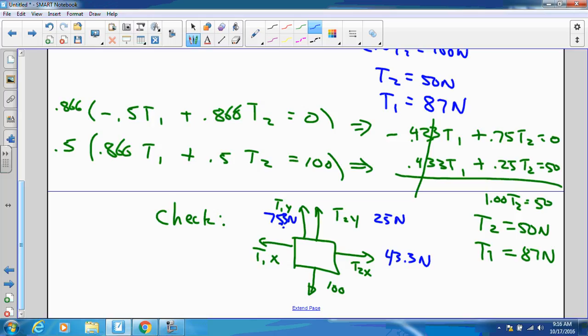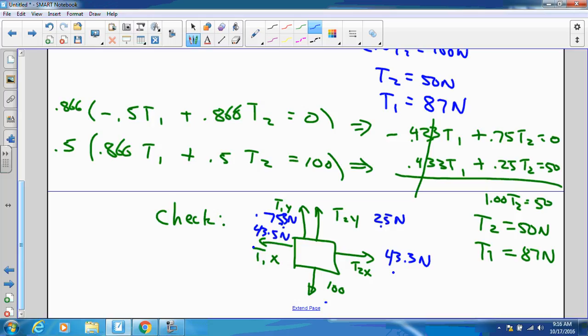I'm sorry, the cosine of 60, right? We hope it's that, which is 43.5. Close enough. Right, exactly, close enough. So that I can now visually verify that 25 plus 75 cancels 100, and 43.5 and 43.3 cancel each other out. There's a little bit of rounding error. So my check is a physical check.